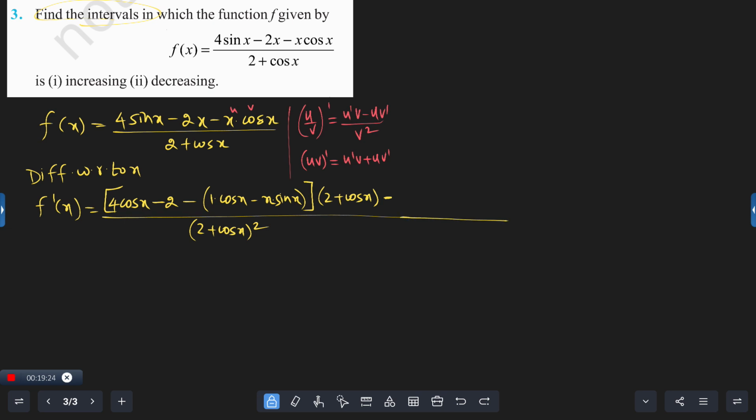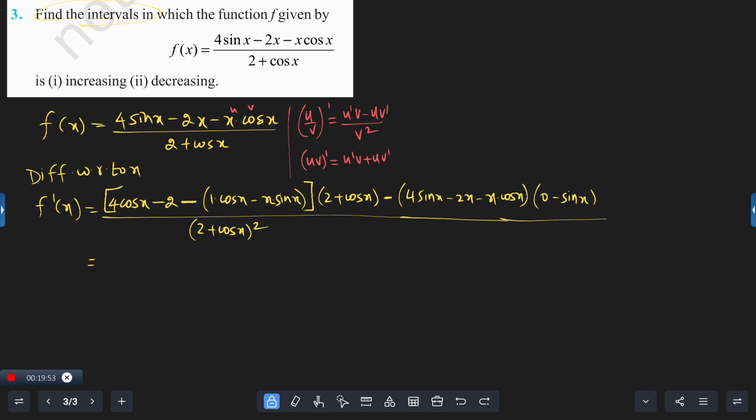Minus u. u means you write as it is whatever we have in the numerator, 4 sin x minus 2x into cos x, into v dash. v dash, the denominator you have to differentiate. 2 derivative 0, cos derivative minus sin x. I hope you understand here. Have you understood, my dear? Is it okay? Right. Now we are going to take this negative and put it inside.